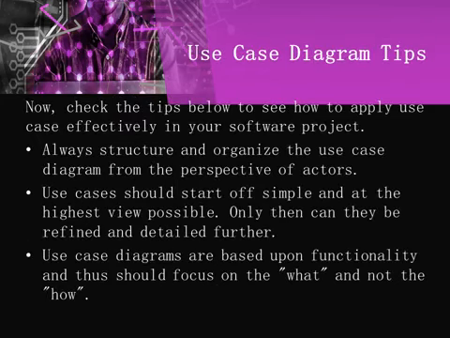Here are some use case diagram tips. Now, check the tips below to see how to apply use case effectively in your software project. First is, always structure and organize the use case diagram from the perspective of actors. Next one is, use cases should start off simple and at the highest view possible. Only then can they be refined and detailed further. Last is, use case diagrams are based upon functionality and thus should focus on the what and not the how.